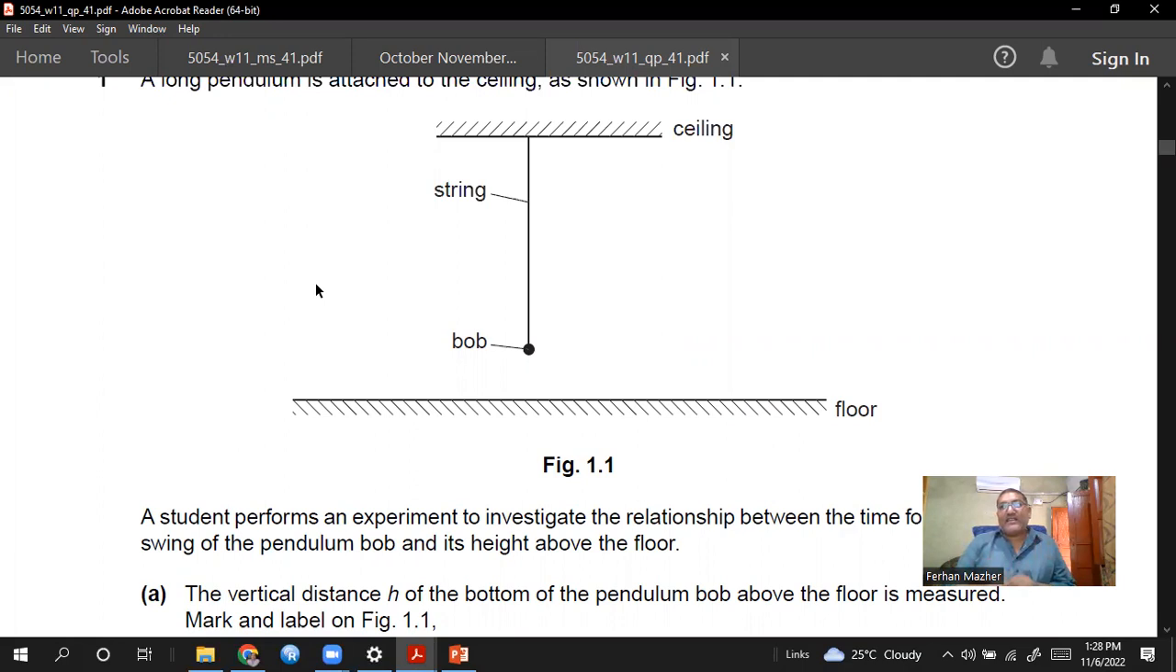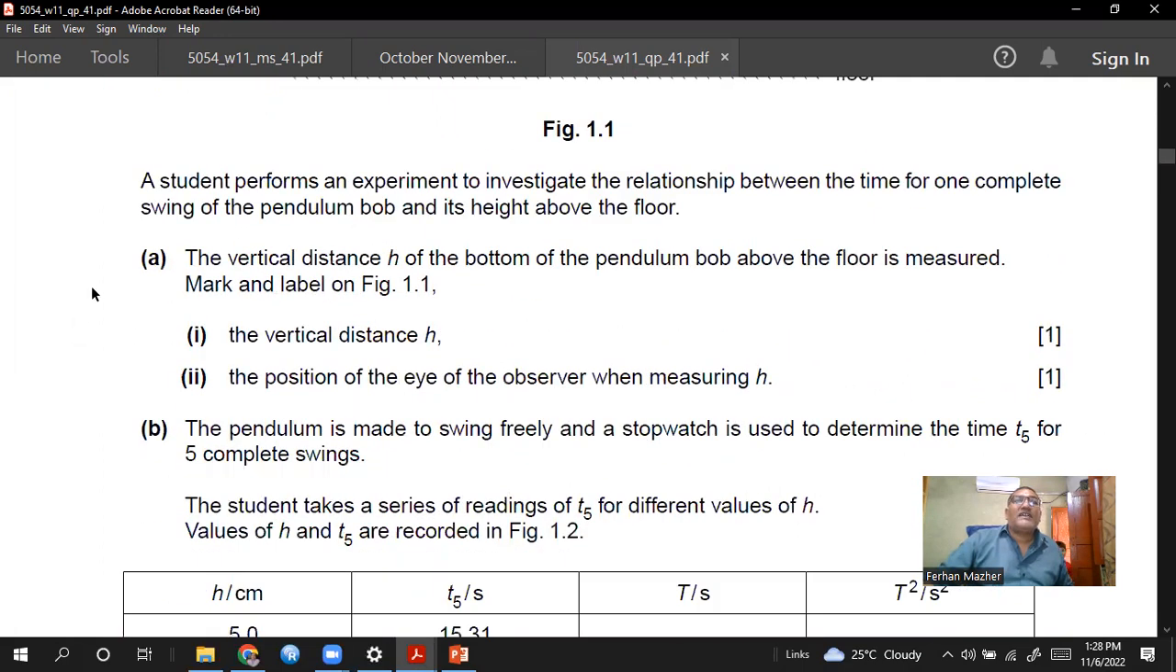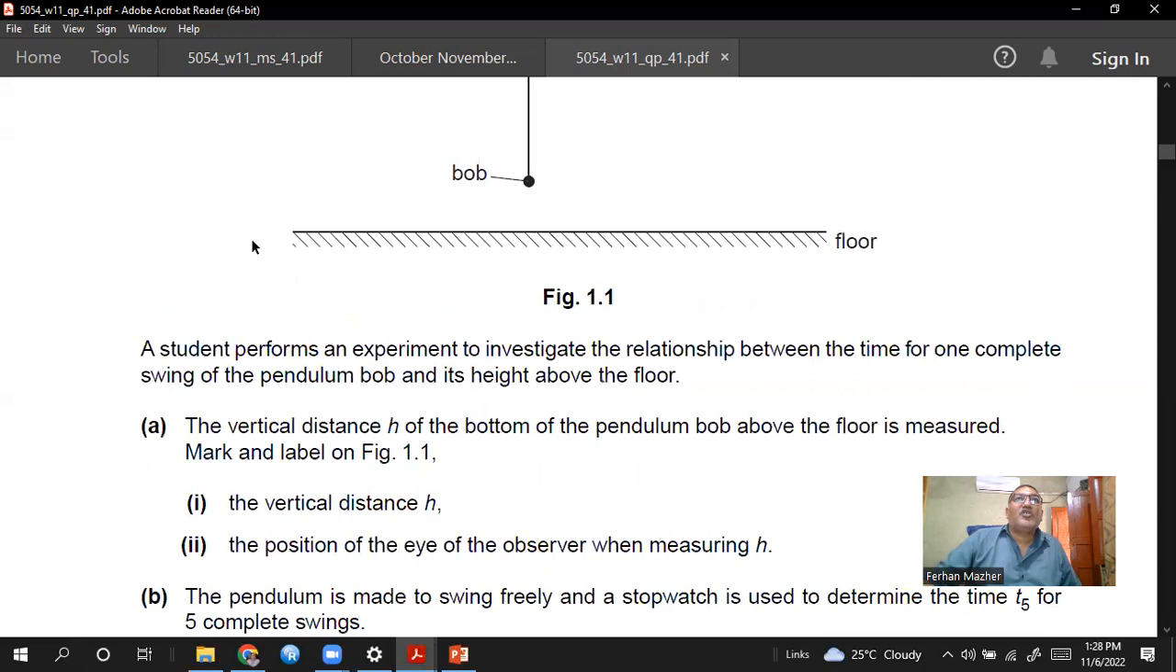So we are going to investigate the relationship between the time period of the pendulum and the height of the pendulum above the floor. The vertical distance h of the bottom of the pendulum bob above the floor is measured, marked, and labeled on figure 1.1. So we have to mark this height. You have to draw a line here that represents the height of the bob above the floor. I will draw a line here, and then another line here, put arrows like this, and label it as h.